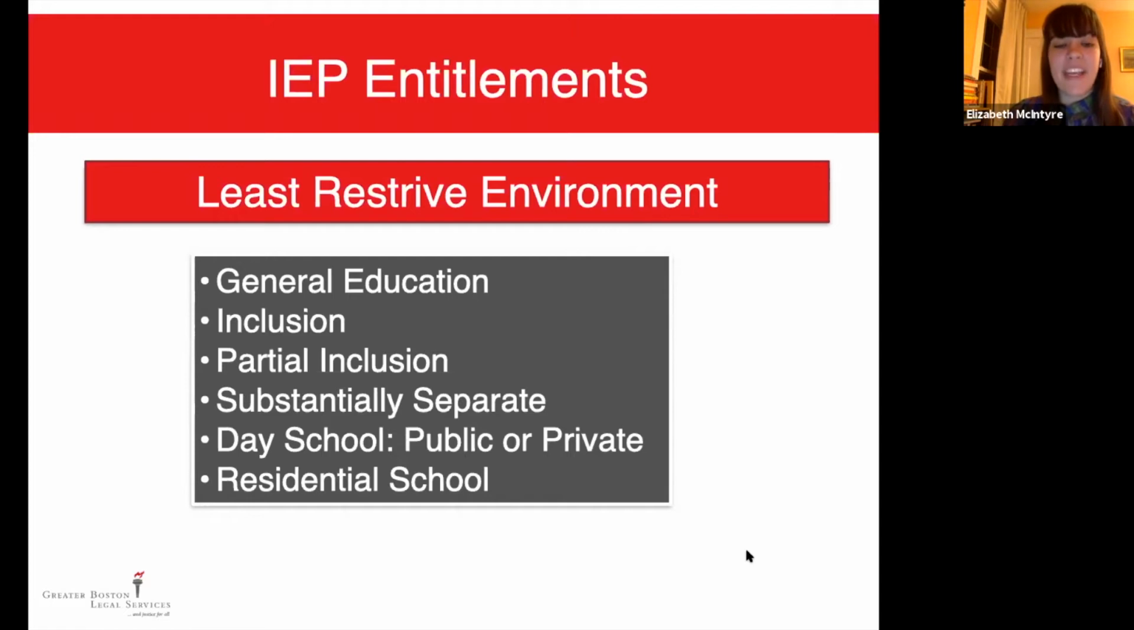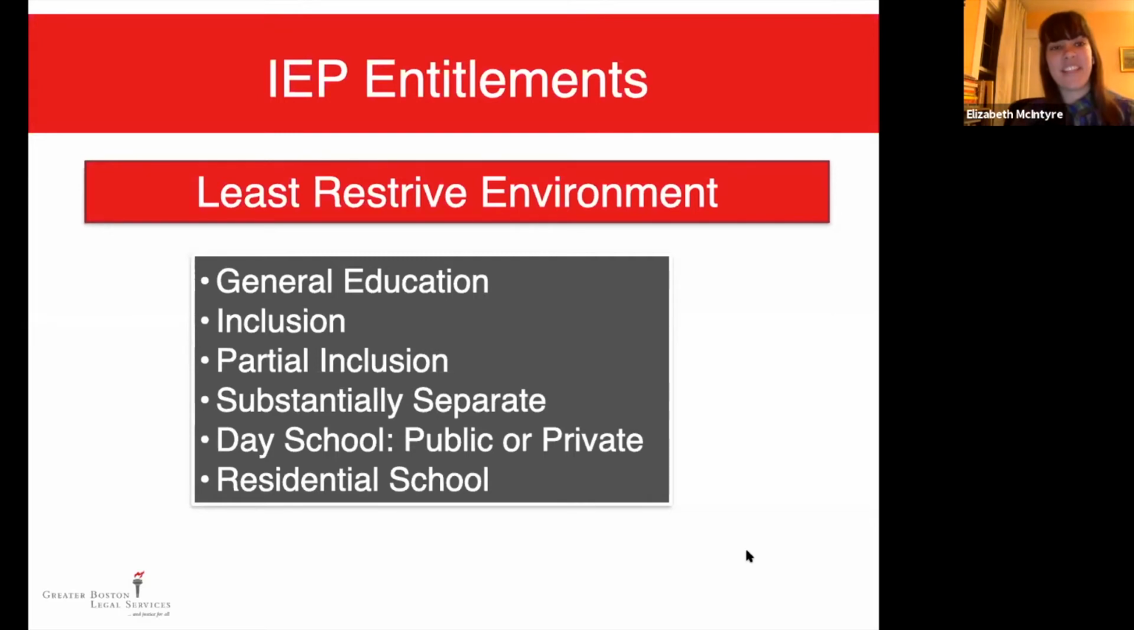Then the step up from that is a day school. Day schools can be run by a public school district, or they can be run by private entities. A day school is, think of it like a building full of substantially separate classrooms. So the whole building is just those smaller classes. In Boston, the public day schools, so the schools that are run by the school district, are the Carter, the Horseman, and the McKinley schools. And then there are many private day schools across, you know, greater Boston.